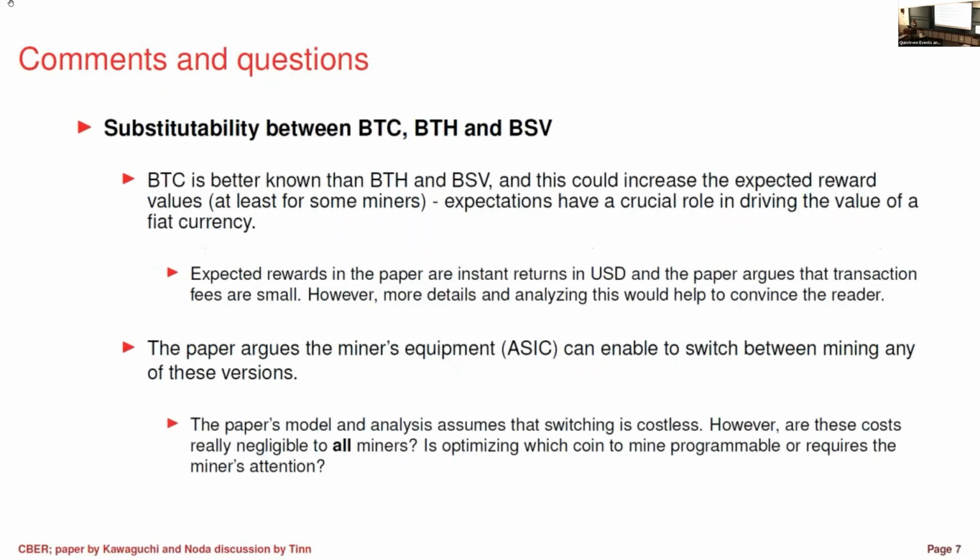Second, one could also wonder a little bit about the substitutability between the currencies, both from the point of view of users as well as from the point of view of miners. And the point here is that all these fiat monies have value, which is driven by the expectations of them having value. So is it really obvious that users are considering them close to perfect substitutes, or is there still a strong preference for Bitcoin just because it's the one that managed to keep the original name and sounds most familiar to other people?